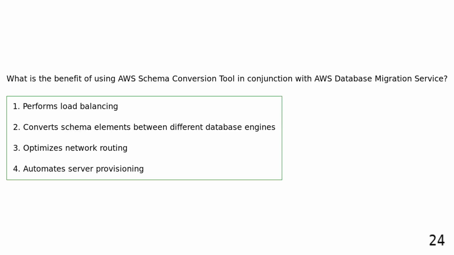What is the benefit of using AWS Schema Conversion Tool in conjunction with AWS Database Migration Service? Performs load balancing. Converts schema elements between different database engines. Optimizes network routing. Automates server provisioning.